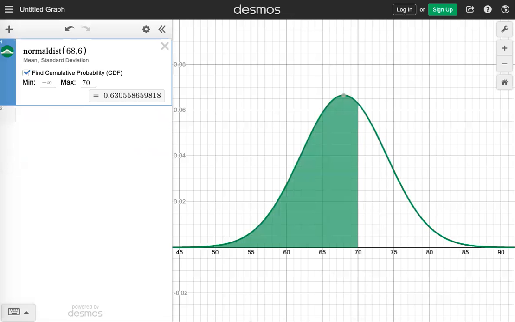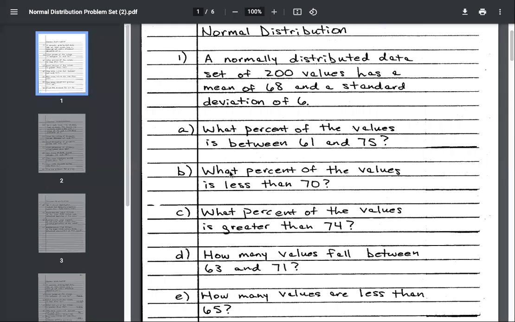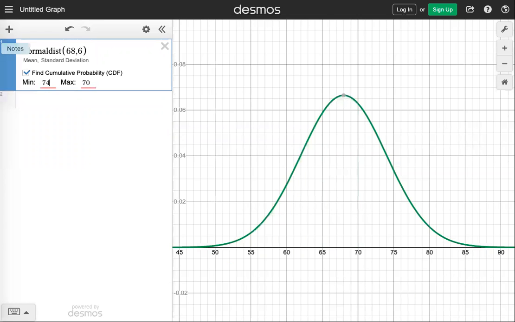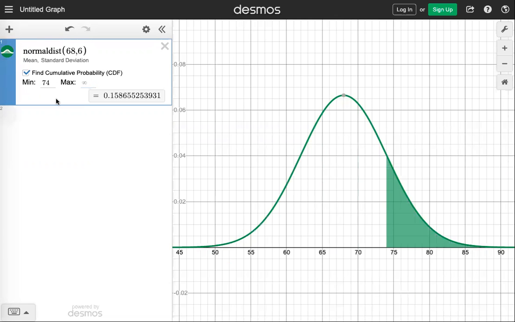Okay, let's look at the next question. C, what percentage of the values is greater than 75? So we need to find the percentage of values that are greater than 75. So we're going to start at 74 and go to the right. That means my minimum is going to be 74, and I don't have a maximum since we're going greater than 74. Once I get rid of that maximum number, it's replaced automatically with a positive infinity.